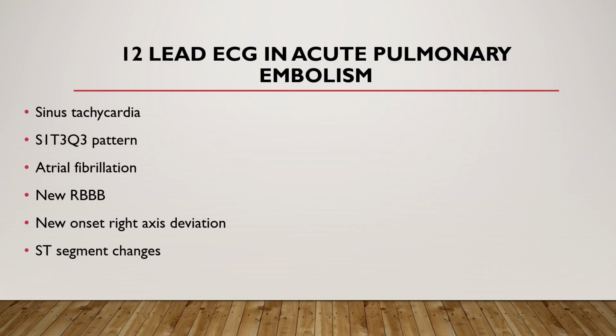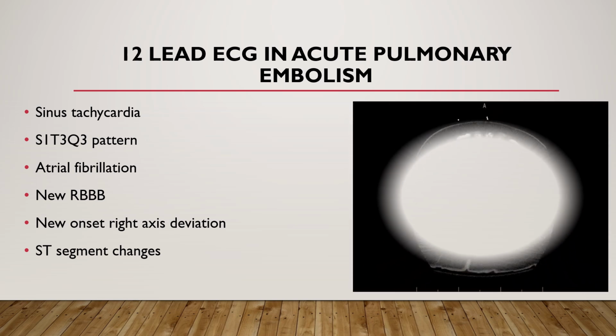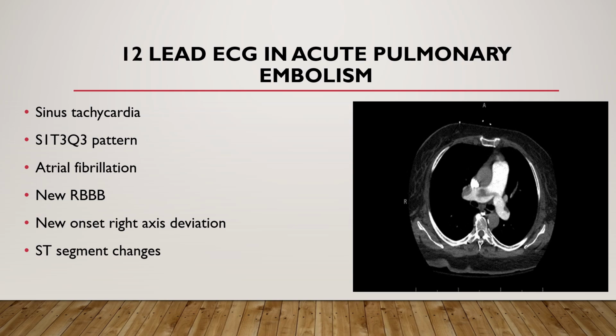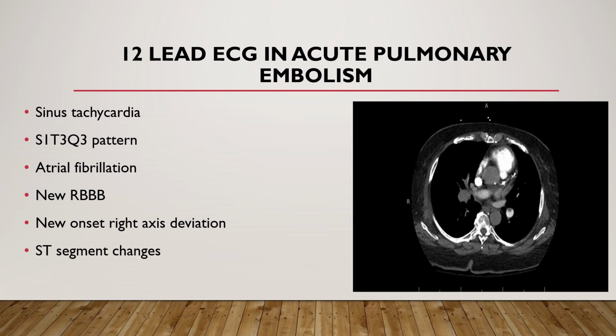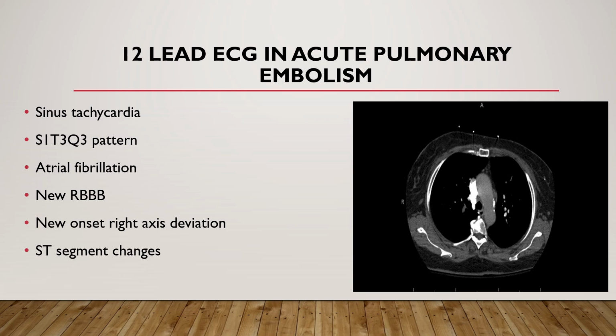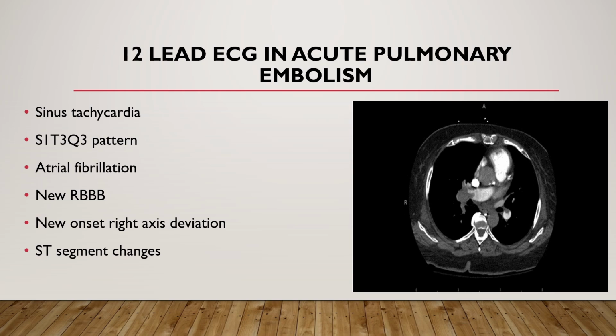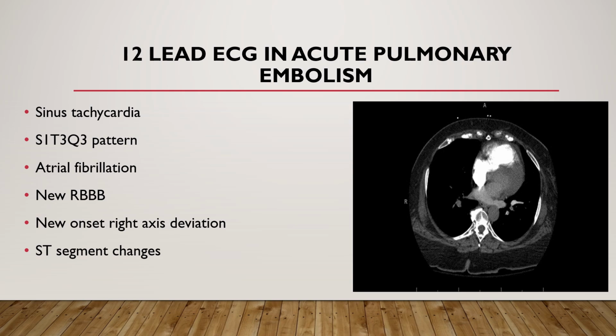So what about the 12-lead EKG in patients with acute PE? Most of the times you see sinus tachycardia. We already discussed the S1 Q3 T3 pattern, new onset atrial fibrillation, new onset right bundle branch block, new onset right axis deviation, and non-specific ST segment changes.